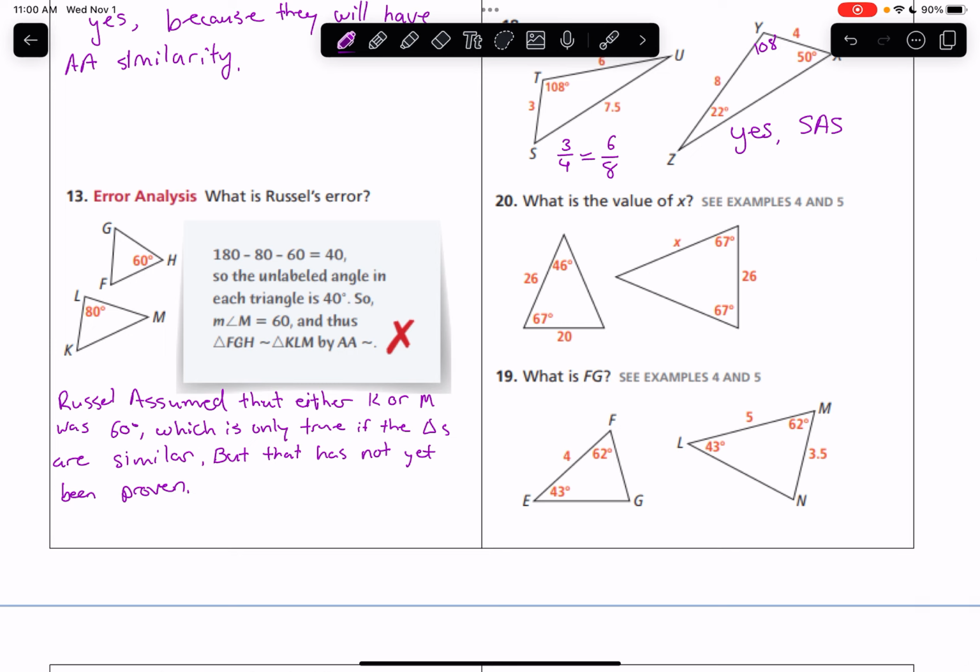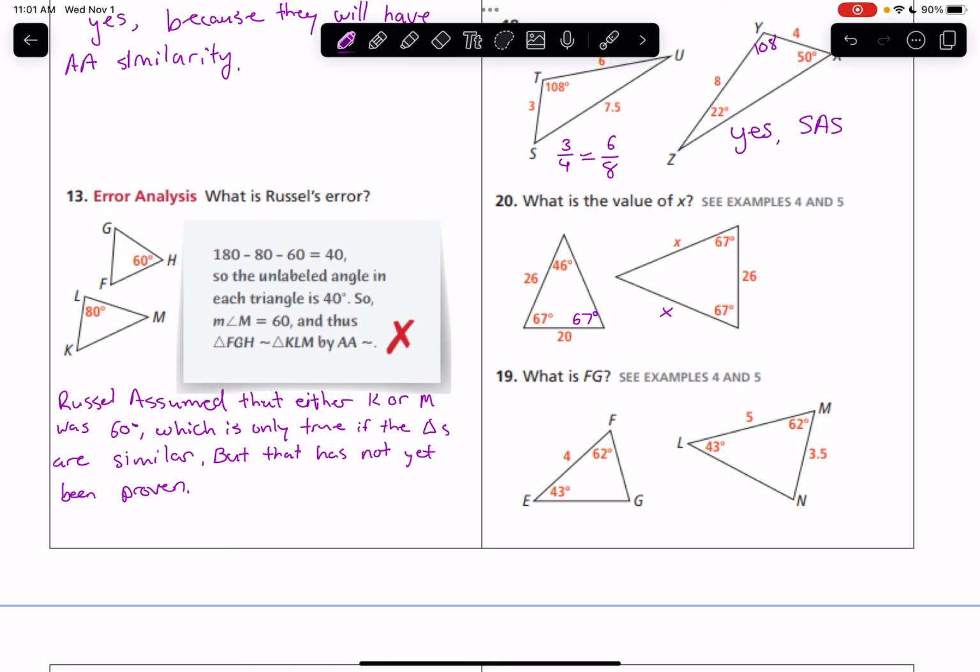Number 20, what is the value of x? We are going to think about whether these are similar triangles. And I know using subtraction that there's a 67 degree angle right here. So by angle, angle similarity, those triangles are similar. So I'm going to use some thinking here. I know that there are isosceles triangles. So I know that both sides of this triangle will be x units long.